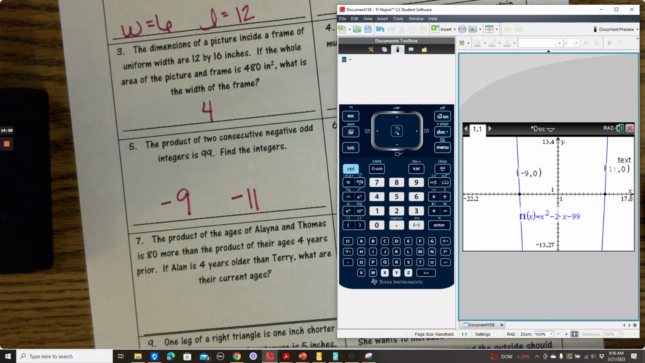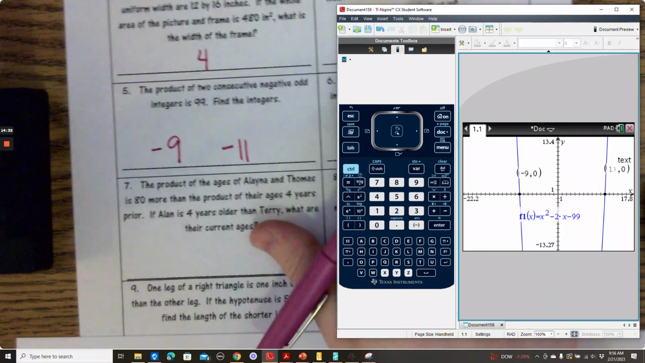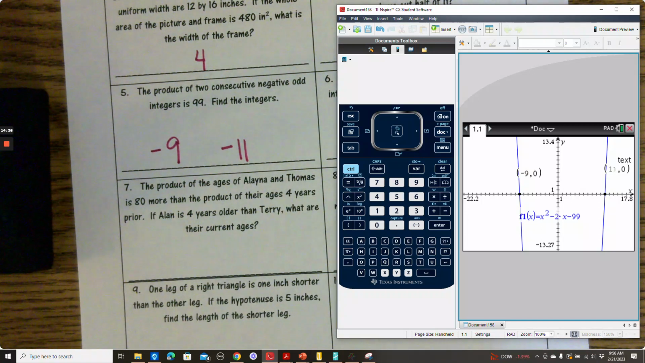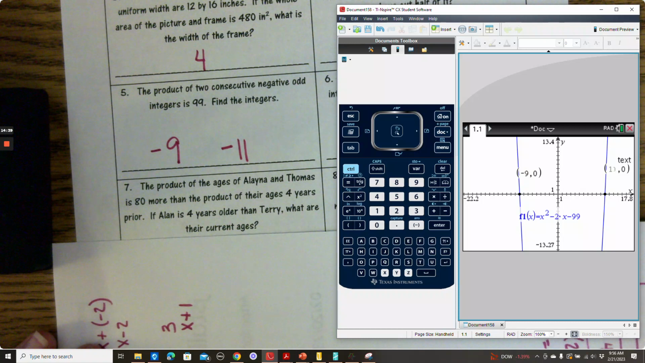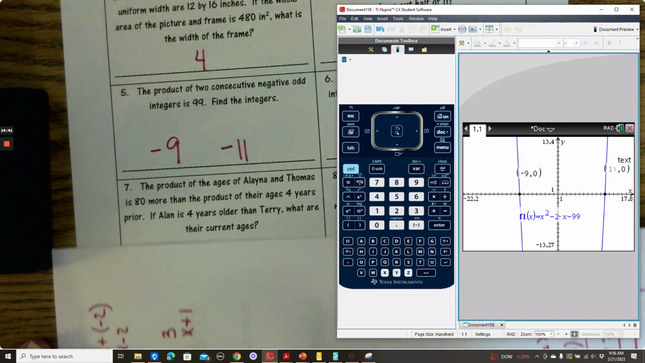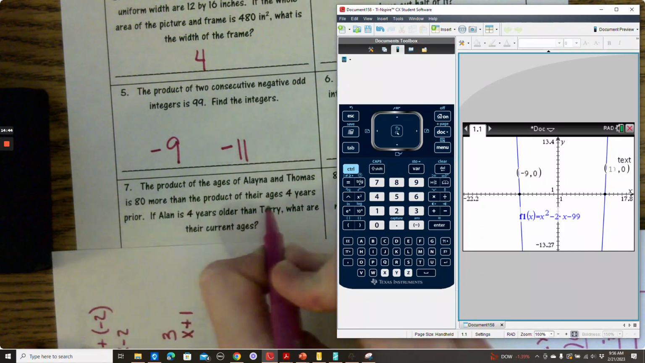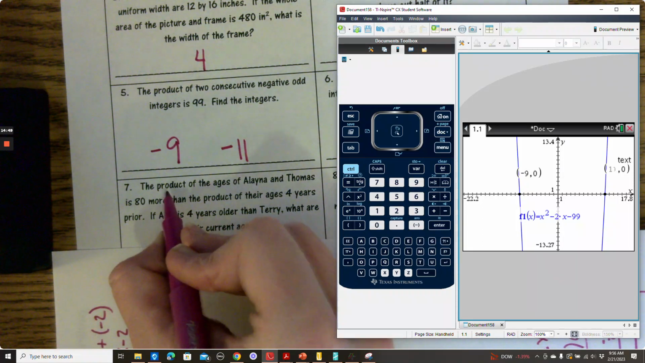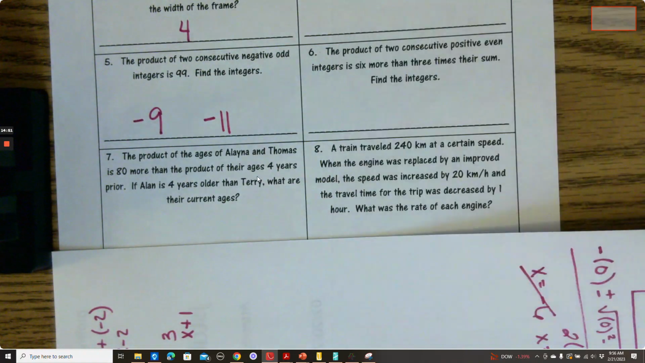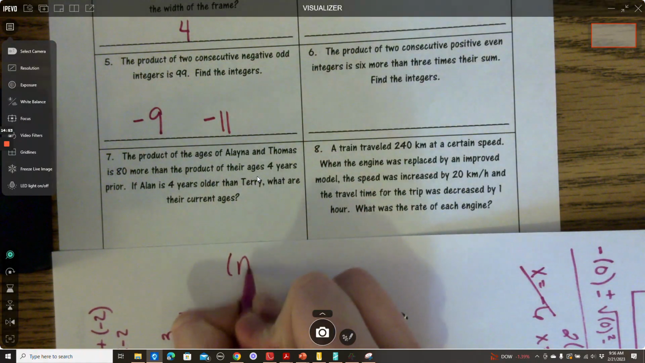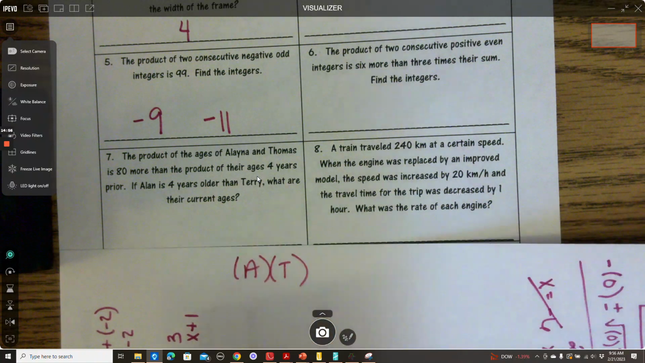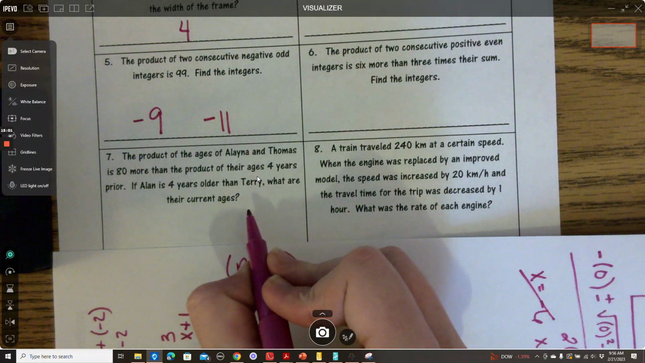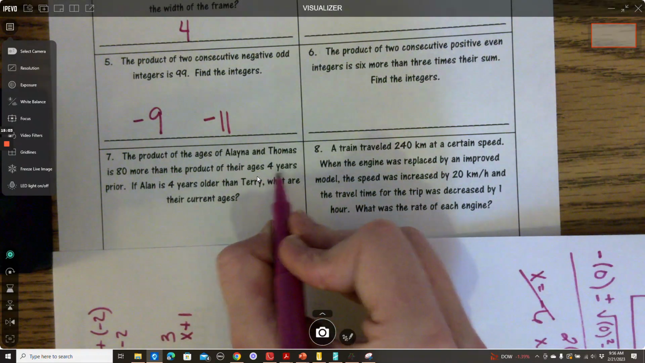All right, number 7. The product of the ages of Elena and Thomas is 80 more than the product of their ages 4 years prior. If Elena is 4 years older than Thomas, what are their current ages? Sorry, I misspoke the names. All right, product is multiplication, right? So if I multiply Elena's age times Thomas's age, it's 80 more than the product of their ages 4 years prior.